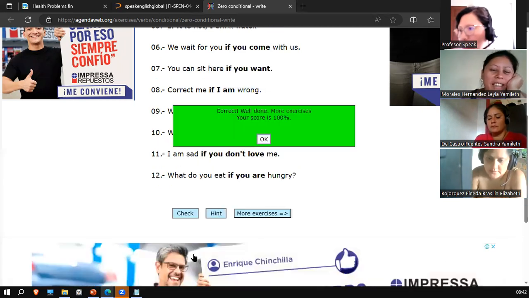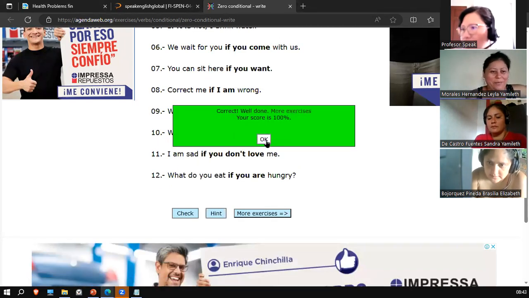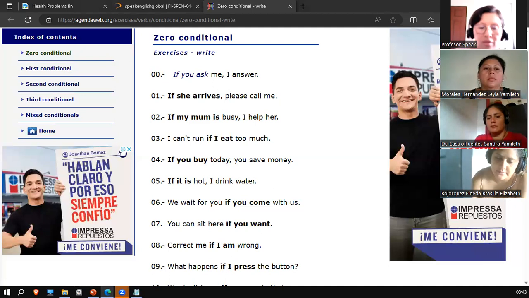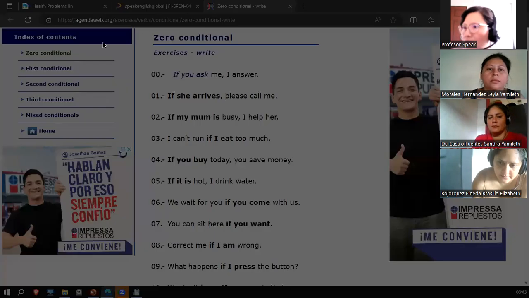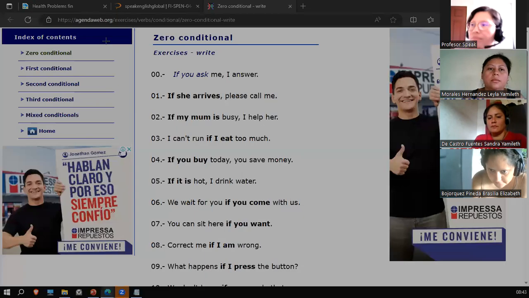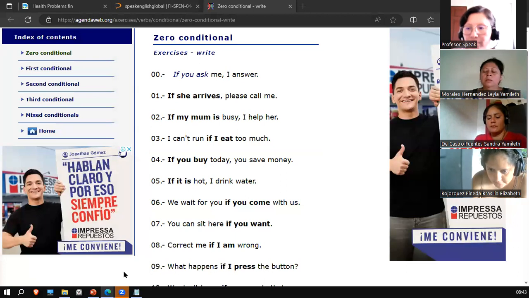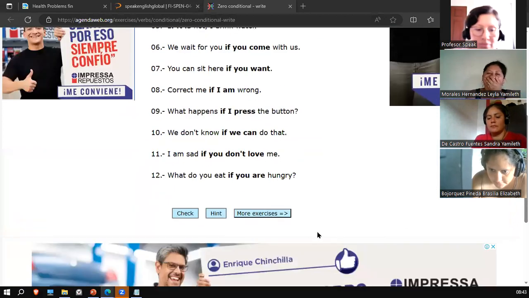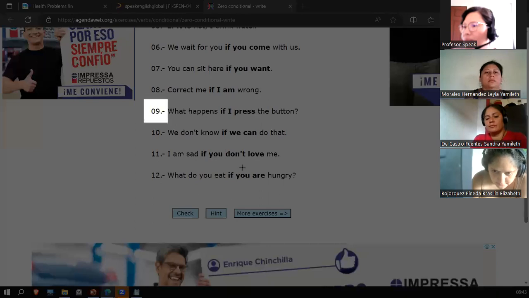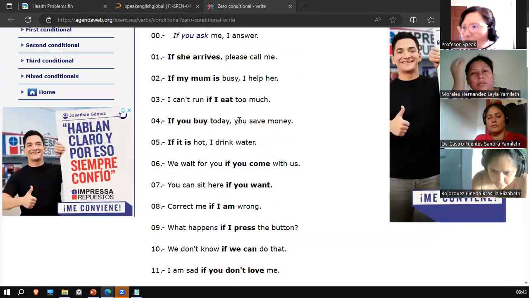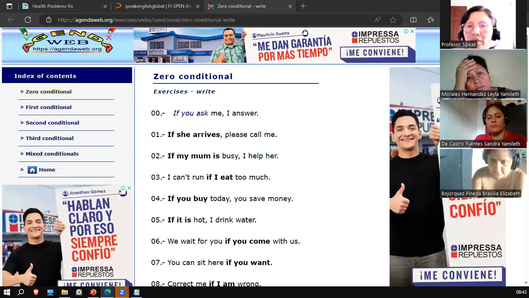Vamos a darle clic a check. Y tenemos 100, you see, right? So I'm going to share with you this exercise with zero conditional. Right, there you go. So this is the way we are going to be working with zero conditional, okay?